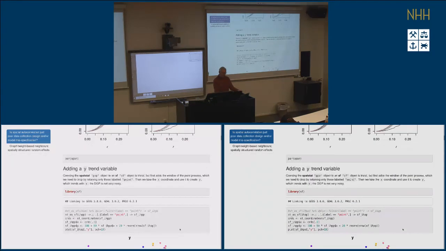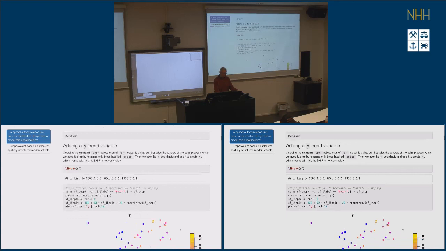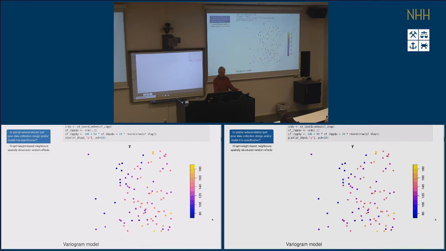We could go further. We're creating a set of points. They're then an SFC object with the points. And we are now going to add a Y. We've got the X variable, which is the X coordinate distance from the western edge. The Y variable, we're going to say, is 100 plus 50 times the distance from the western edge, plus a random error term. And we can plot the values of this variable.